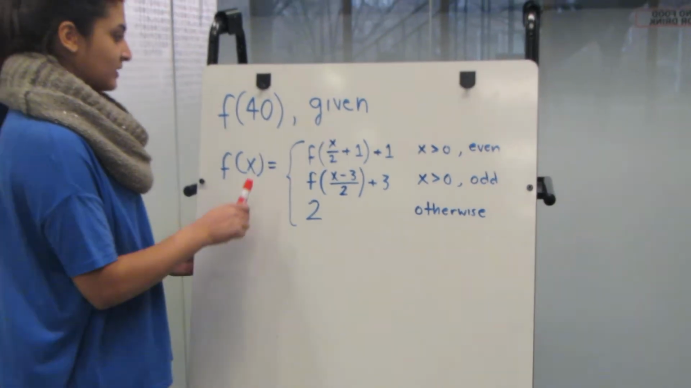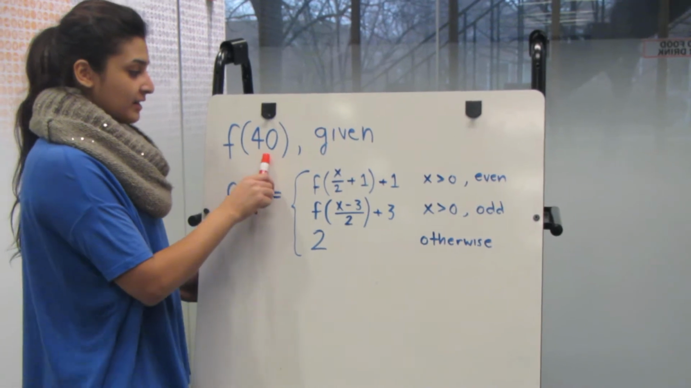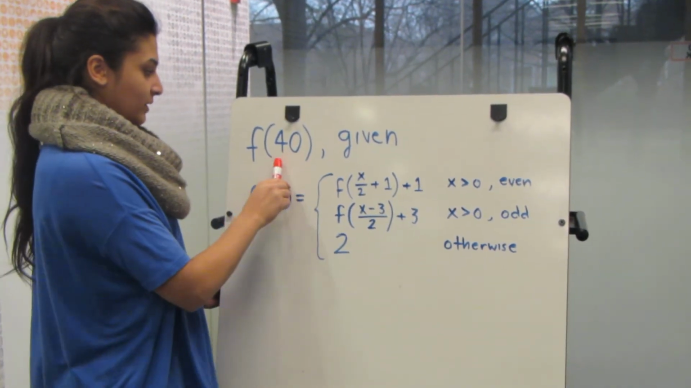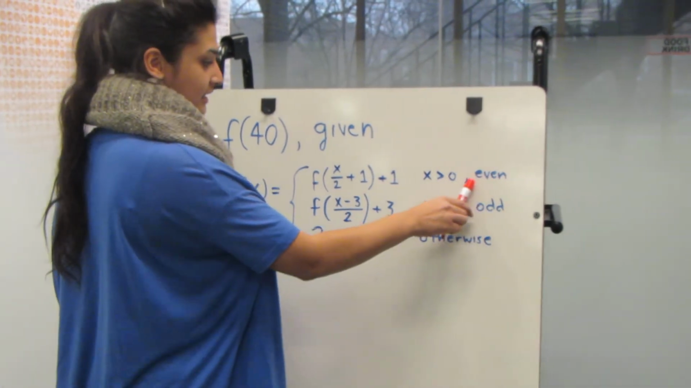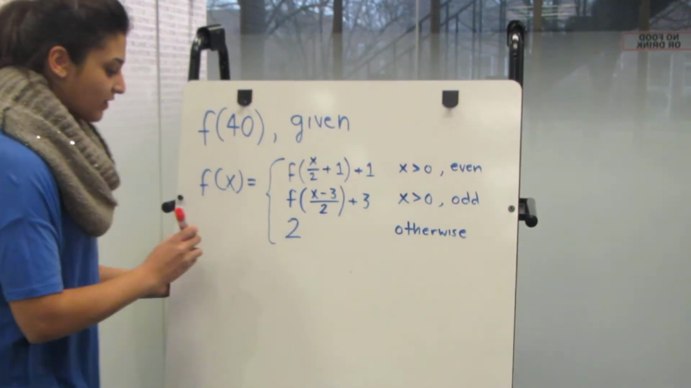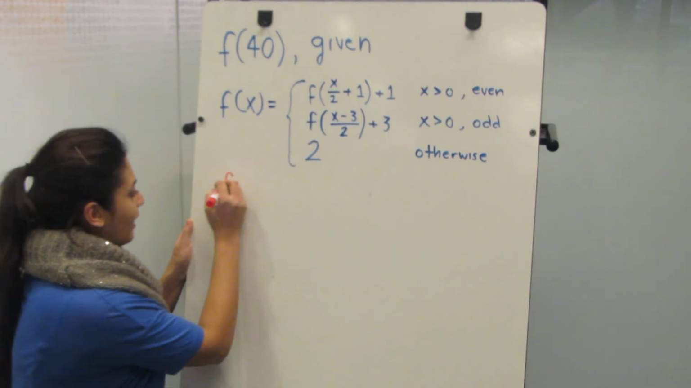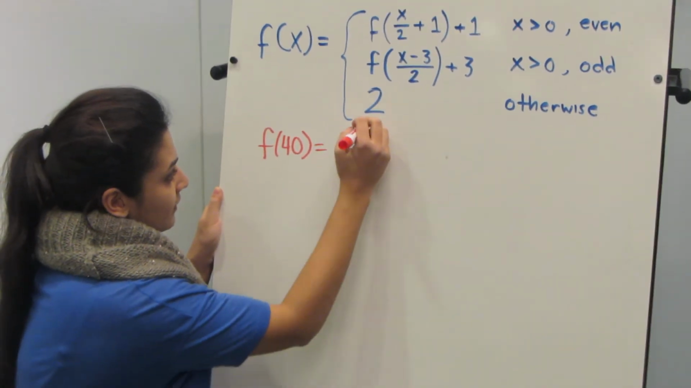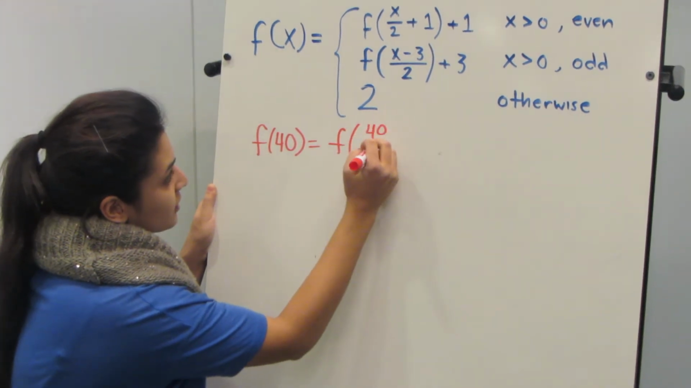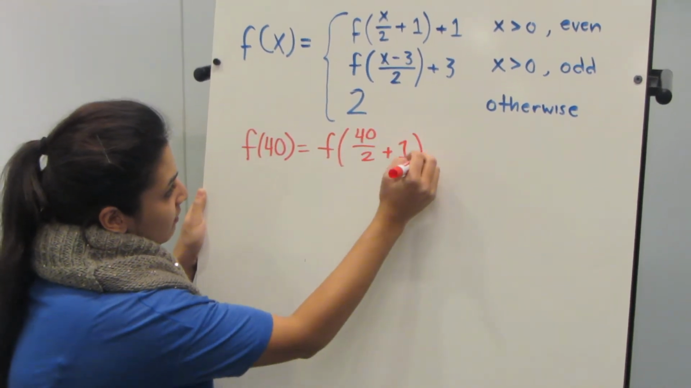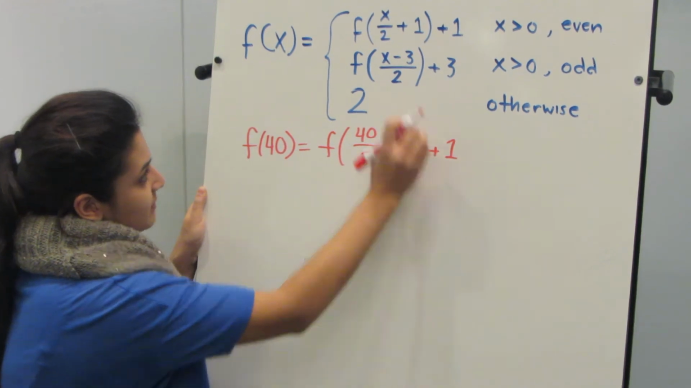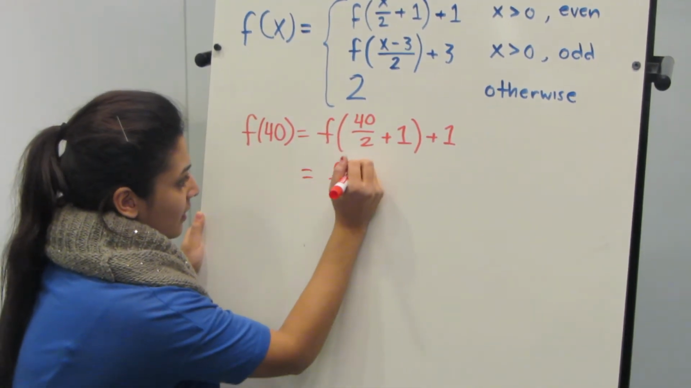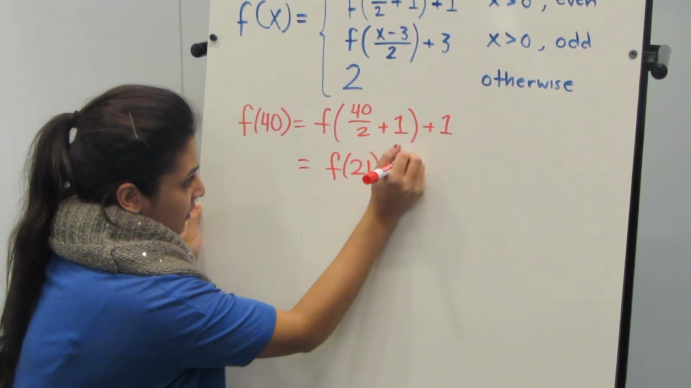So we're going to do an example where f of 40, where 40 is the input and f of 40 is the output. So we look at 40, and 40 is even. Therefore we use this part of the function. So we have f of 40 equals f of 40 over 2 plus 1, plus 1. This comes from this part of the function. And then we get f of 21 plus 1.